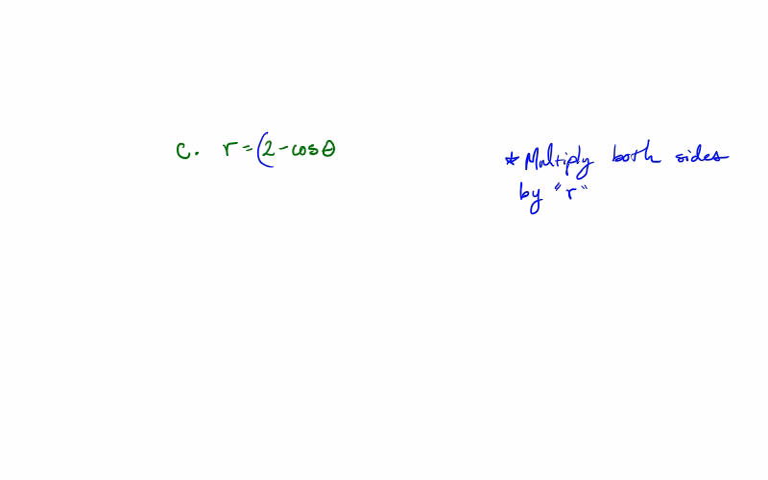So I'm going to multiply this by r, and I'm going to multiply this by r. Now look at the beauty of this. What happens? I get r squared, that's a thing, we love that, equals, got to distribute, so I got to do 2r minus r cosine of theta.